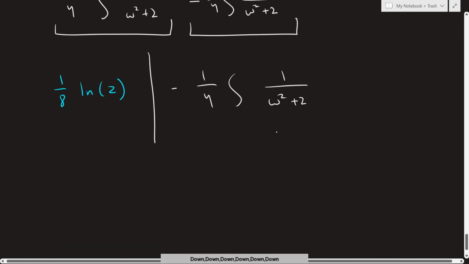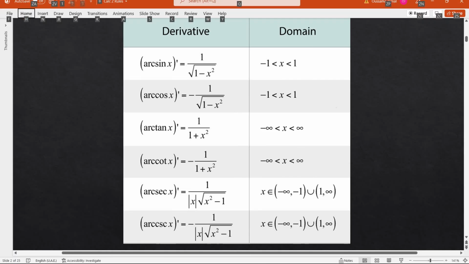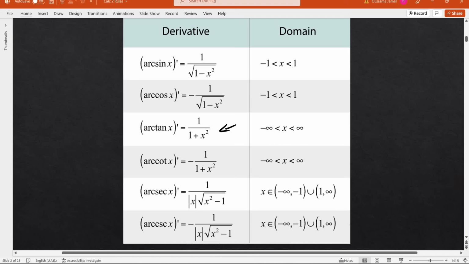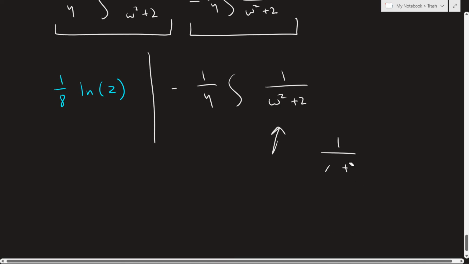Great. So first of all, we need to know the form of this. Which form does it look like? First we see that there's a w squared. You can treat w as x and 2 as a constant. So 1 over x squared plus 1. We can switch its side as well, so it's going to be 1 plus x squared. So which one is this? It's arctangent. So we need this to be in the form of 1 over 1 plus x squared.